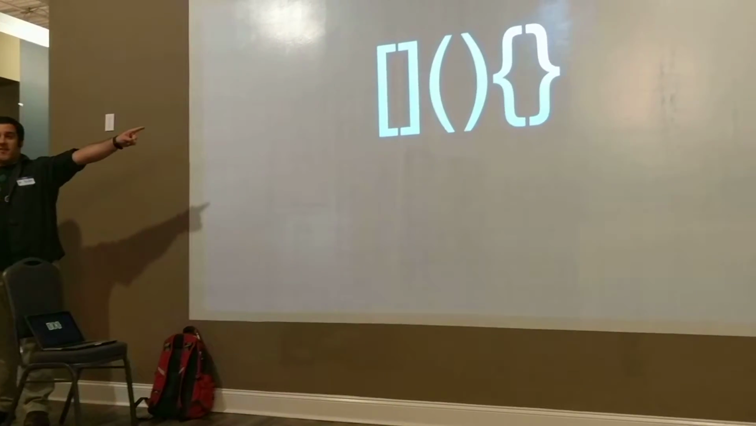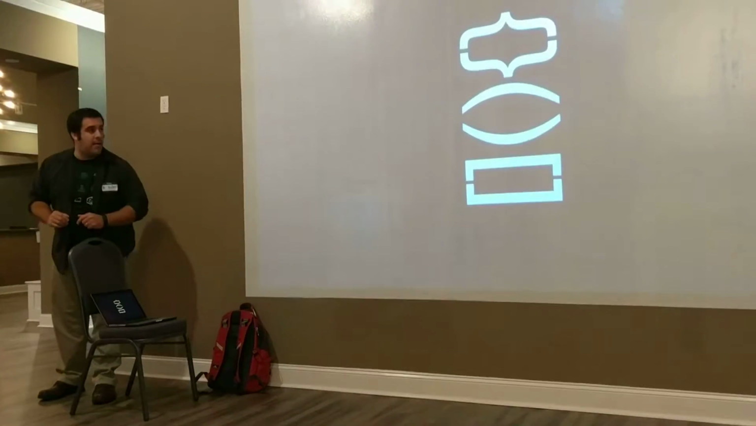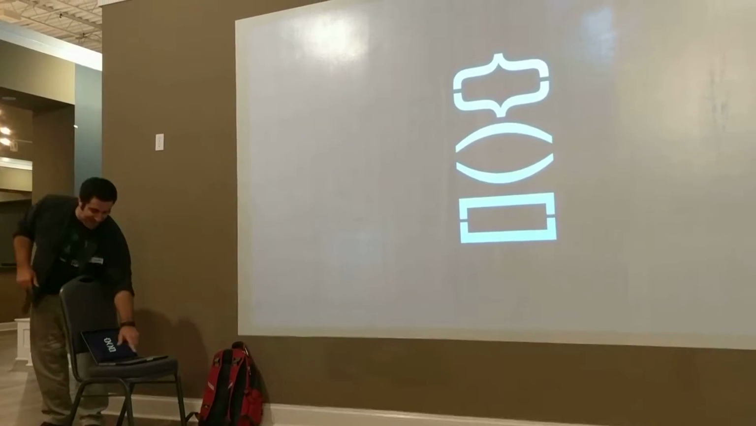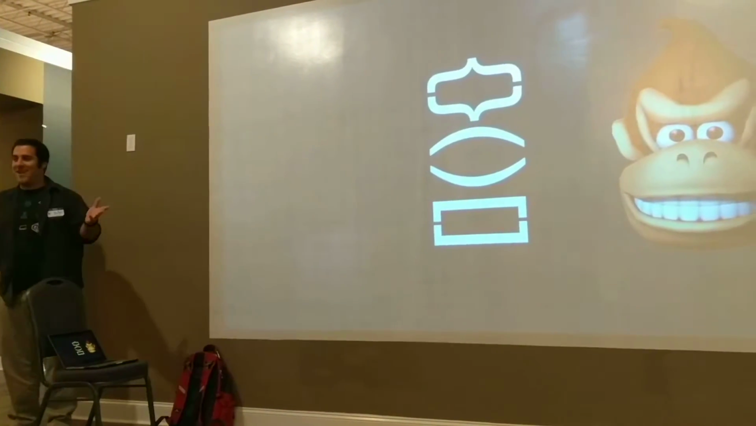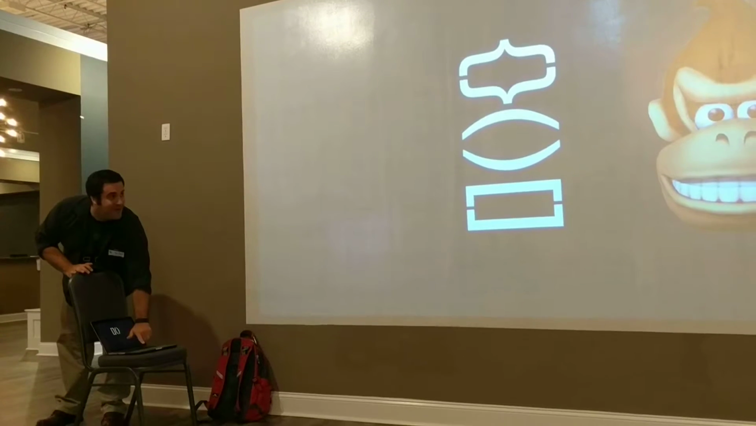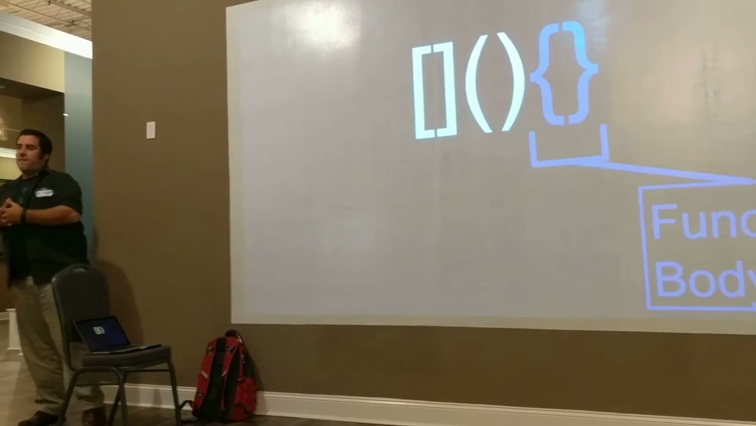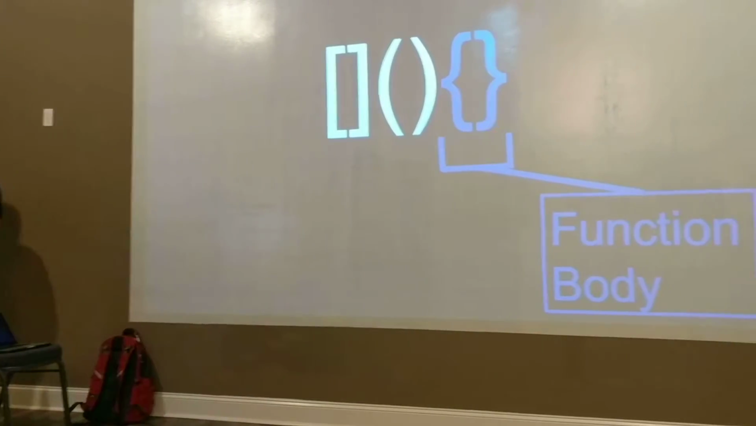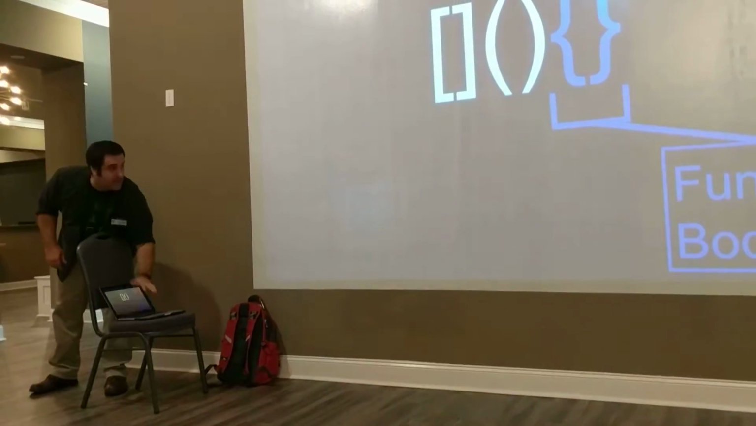So this is the syntax of a lambda in C++11 and beyond. If you kind of look sideways at it, I like to think it's like a robot or something, or maybe, I don't know, Donkey Kong. Gestalt images, I don't know. Anyway, this blue part, the curly braces, these are your function body. Just like a normal function, whatever's wrapped in the curly braces is going to be your function body.